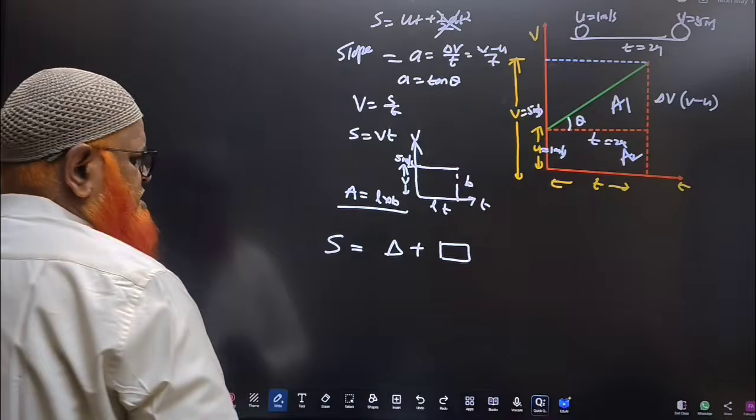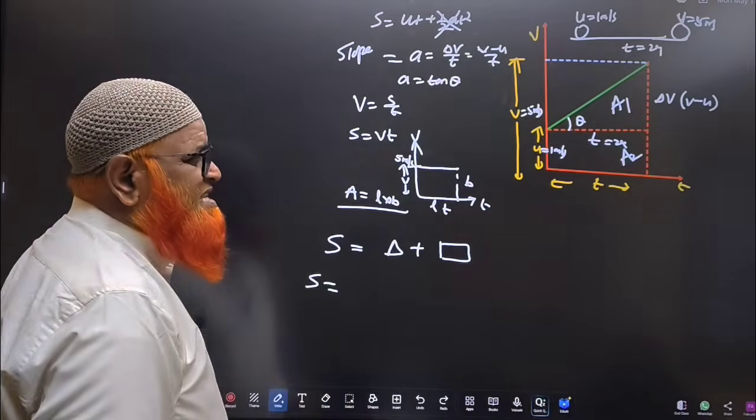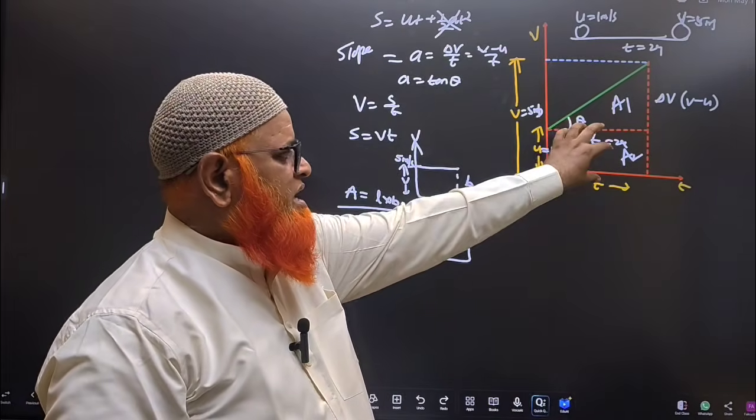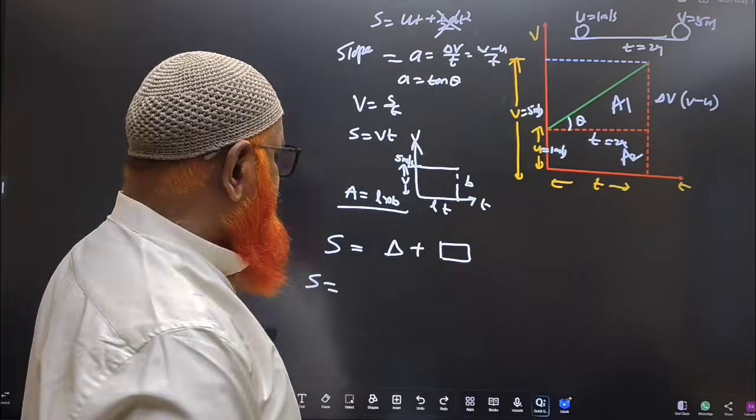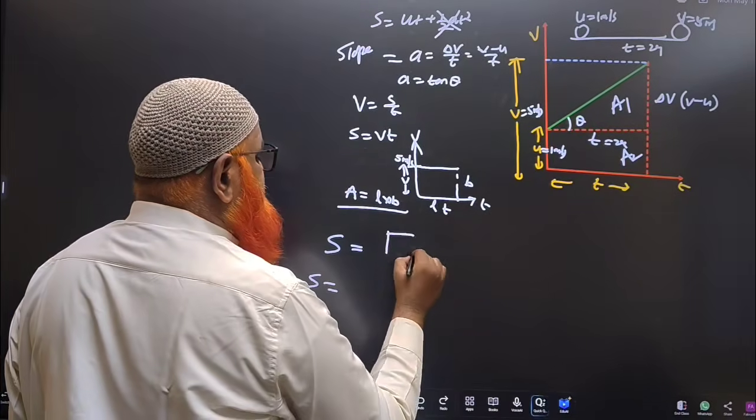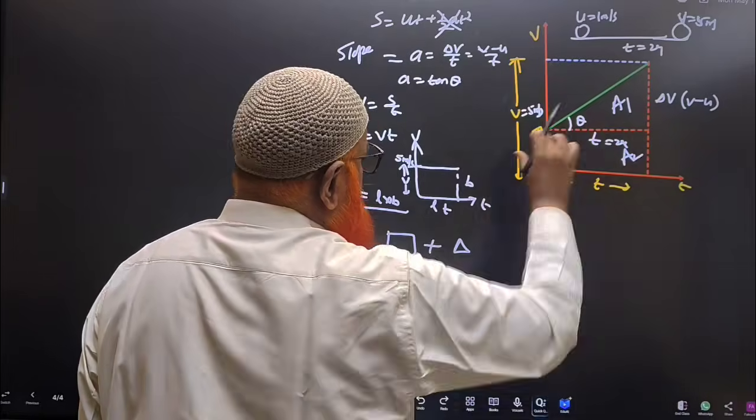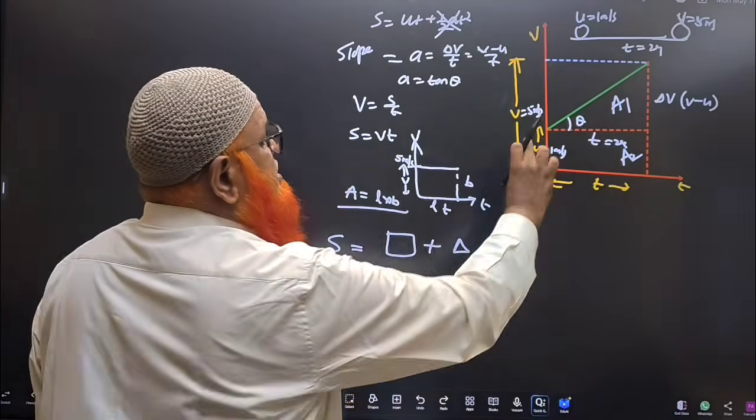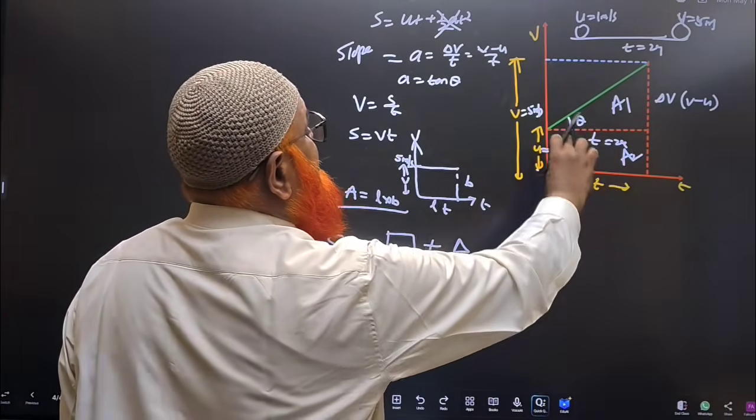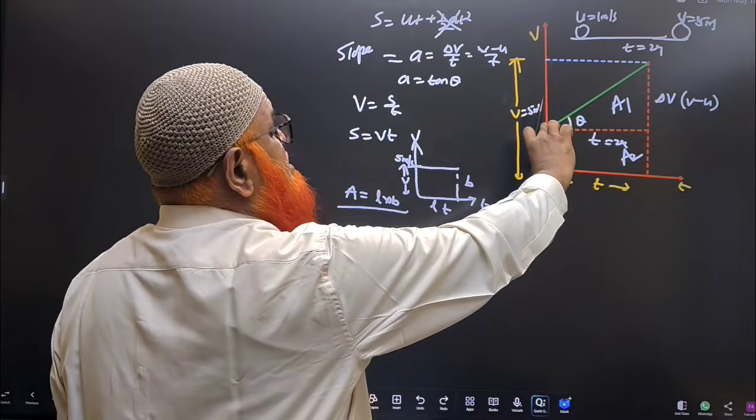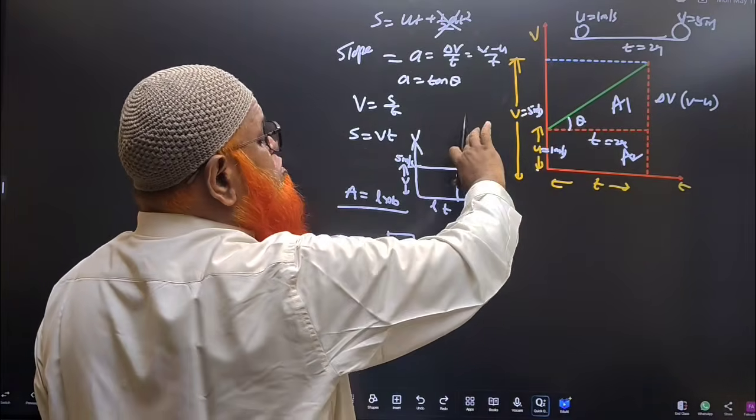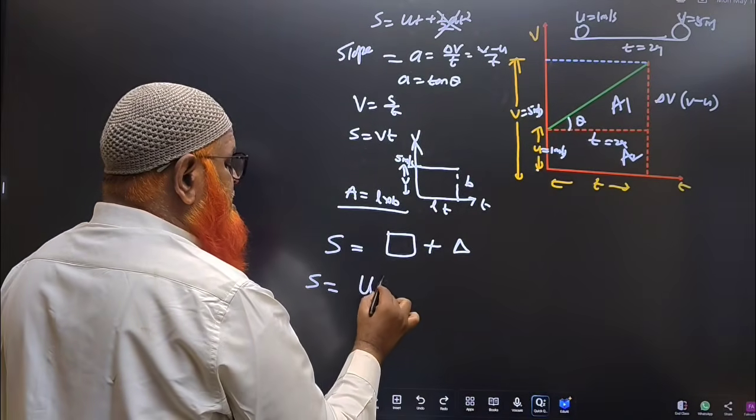So how are you going to get the same equation once again now? So displacement is nothing but, first of all, let us take the rectangle, then you take the triangle. So rectangle first, plus again you take the area of a triangle. So rectangle is nothing but length into breadth. Initial velocity, breadth is u, length is t. So it is nothing but u into t.